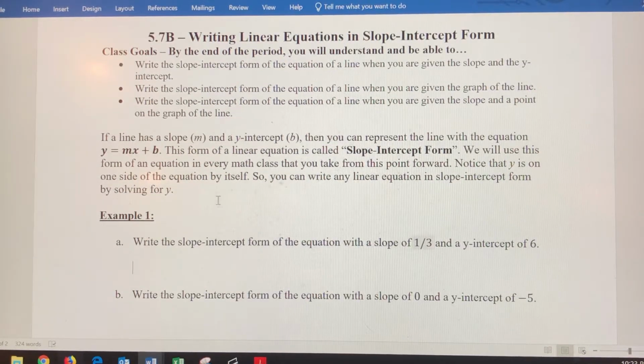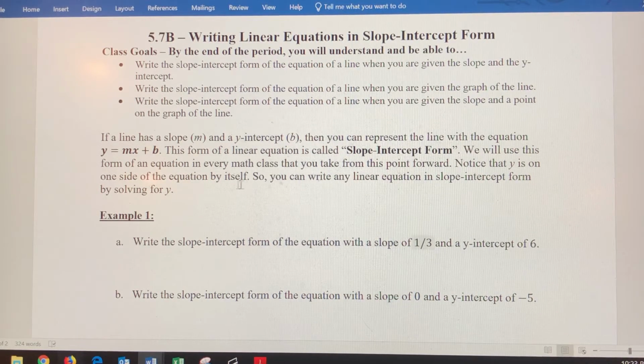A couple things we need to know. I'm going to let you guys read over this here. But one thing we need to know first off is that the slope-intercept form is y equals mx plus b, where m is the slope and b is the y-intercept. And we call that slope-intercept form. So slope-intercept form is y equals mx plus b.